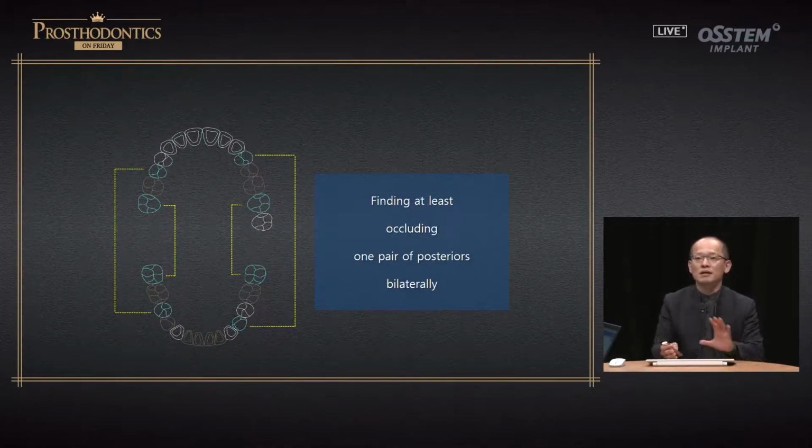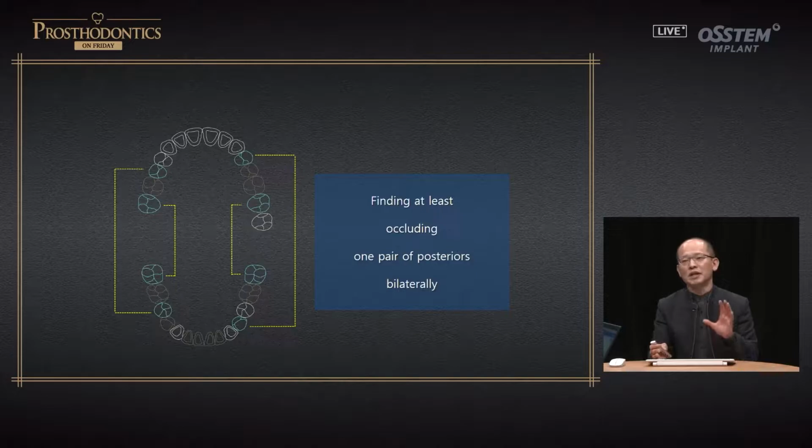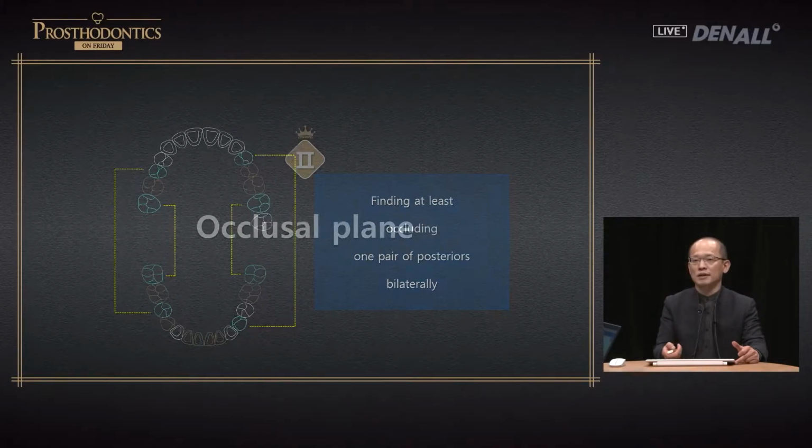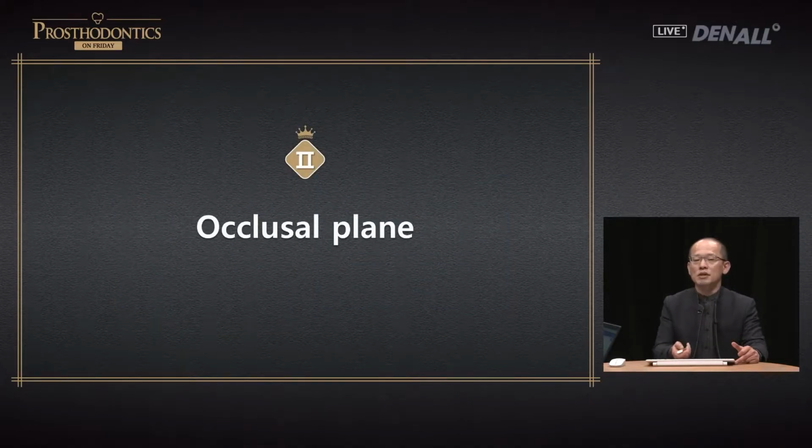So the key thing in rehabilitation is that laying a good foundation is important. In the premolar and molar zones, one pair of posterior support on both sides needs to be there and maintained, or the condition needs to be created using implants. That is very important. The second concept is the occlusal plane.